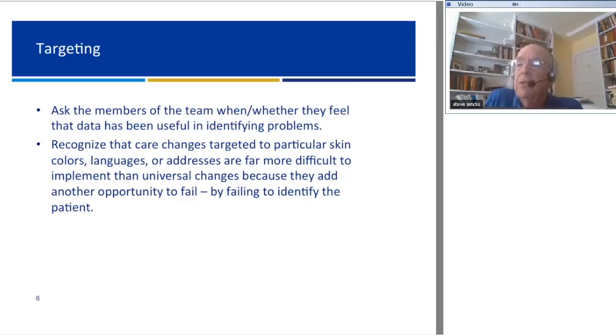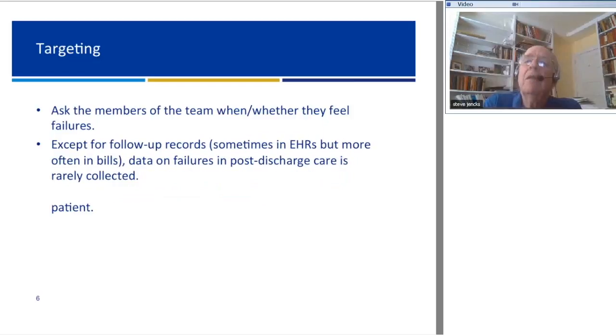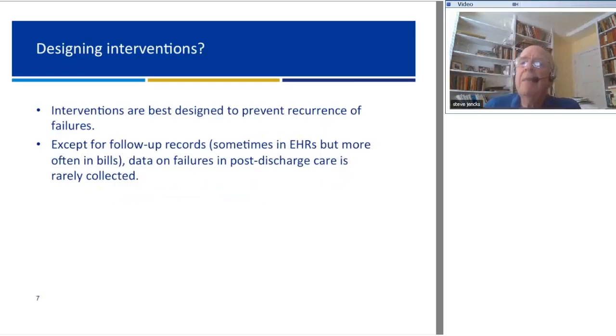For example, if you say, I want every patient who's receiving more than 6 medications to get the following list or printed instructions or teaching, you have an opportunity to fail by failing to identify the patients with more than 6 medications. And in the healthcare environment, that's very easy to fail at. So targeting is of limited success, and it may not be your best friend.